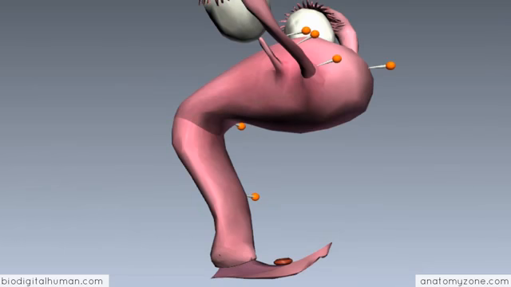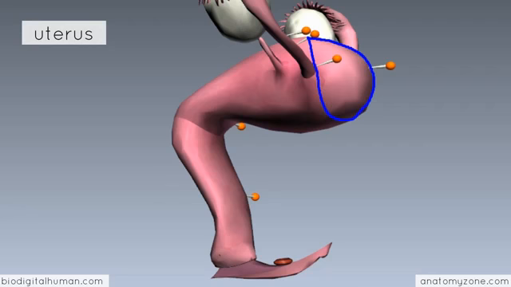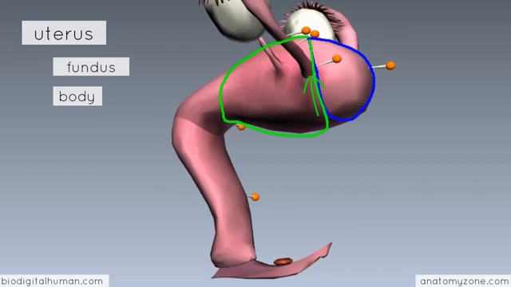There are three parts to the uterus. You've got the dome-shaped superior part of the uterus, which is called the fundus. This part of the uterus lies superiorly to the point where the uterine tubes enter into the uterus. Then you've got the bulk of the uterus, which is known as the body, and this is the main part of the uterus. And then inferiorly you've got the cervix of the uterus. The cervix is the neck of the uterus.